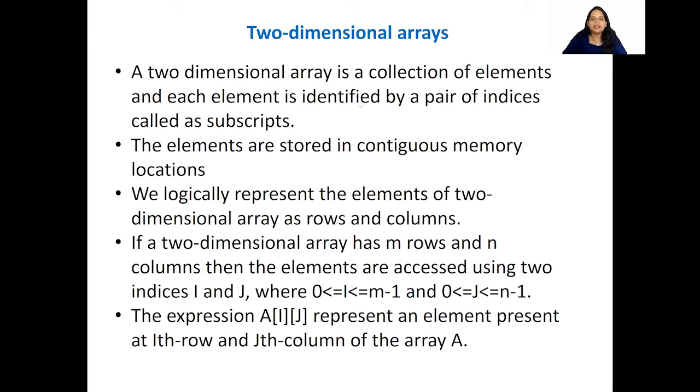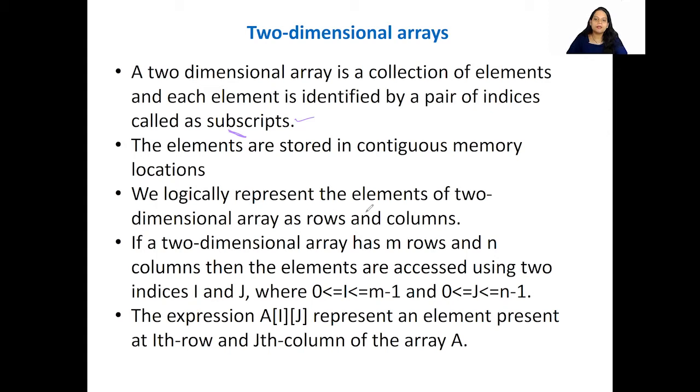Now a two-dimensional array is a collection of elements and each element is identified by a pair of indices called subscripts. This type of subscript we have already seen in one-dimensional array also, isn't it? So even in two-dimensional array, we are going to access or address the data items with the help of subscripts, right? Now, the elements are stored in contiguous memory location, okay? So even in the two-dimensional also, they are stored in a contiguous memory location.